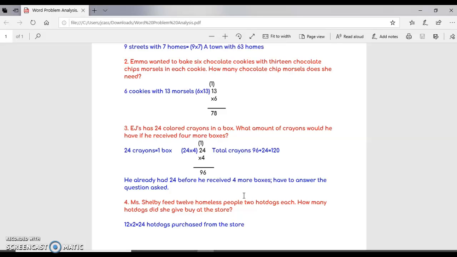4 times 4 is 16. My 6, carry the 1. 2 times 4 is 8. 8 plus 1 is 9. So 4 boxes of crayons would have 96 crayons total.